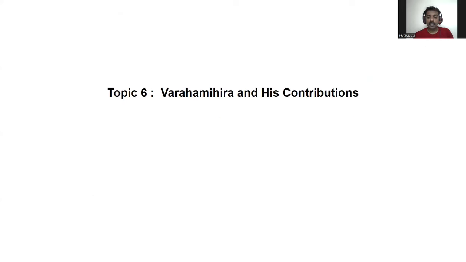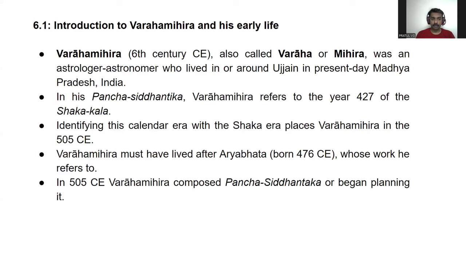Now we will move to the next mathematician, Varaha Mihira, and his contributions. Varaha Mihira is also called Varaha or Mihira and was an astrologer and astronomer who lived around Ujjain. In his Panchasiddhantika, Varaha Mihira refers to the year 427 of Shakakala. Identifying this calendar era with the Shakakala era places Varaha Mihira in 505 CE.